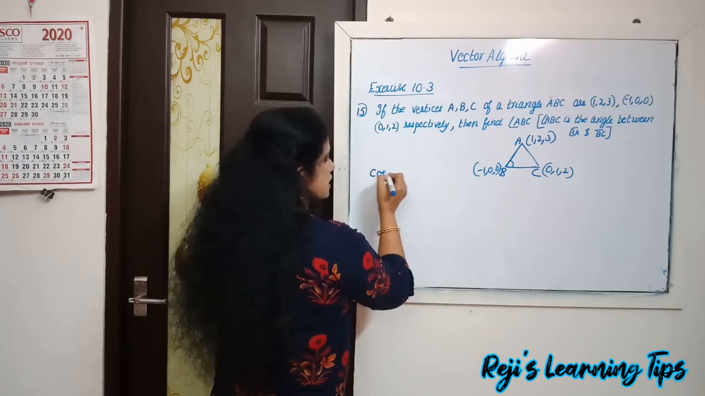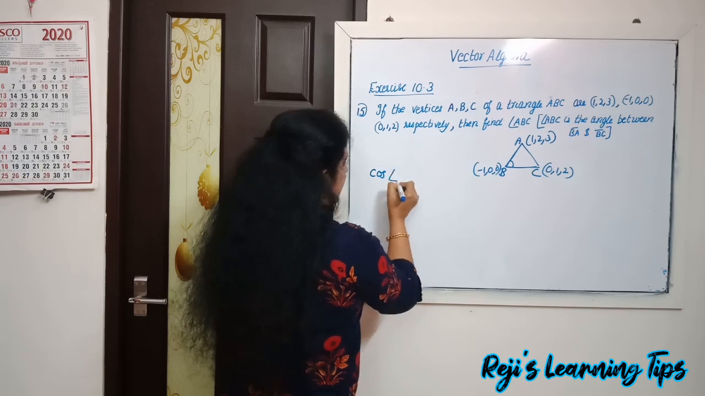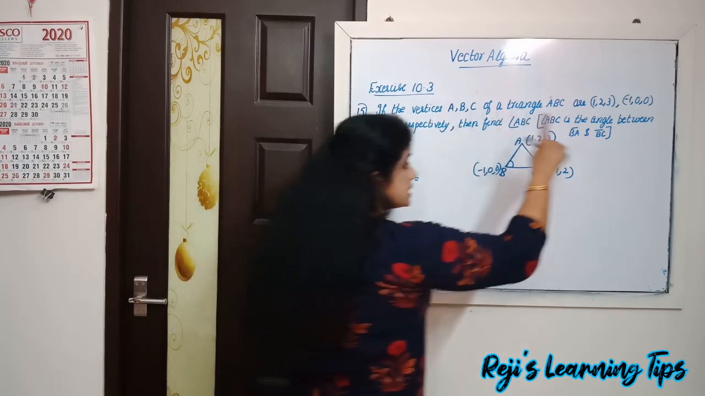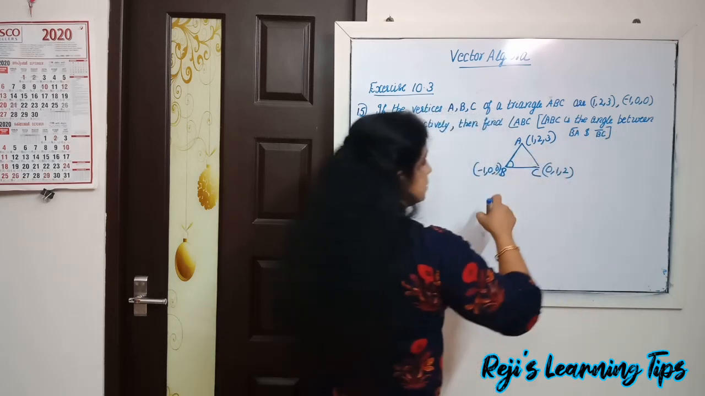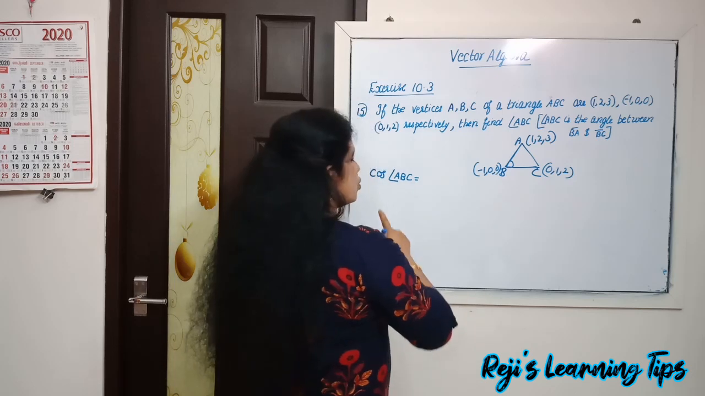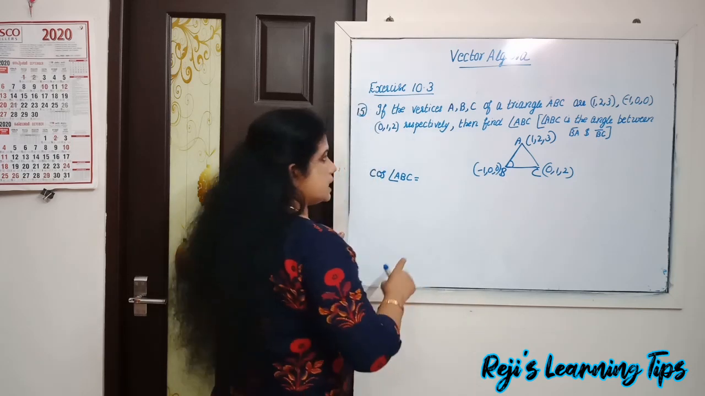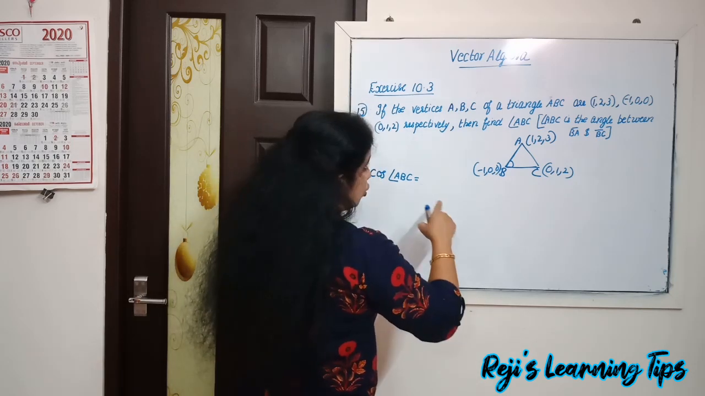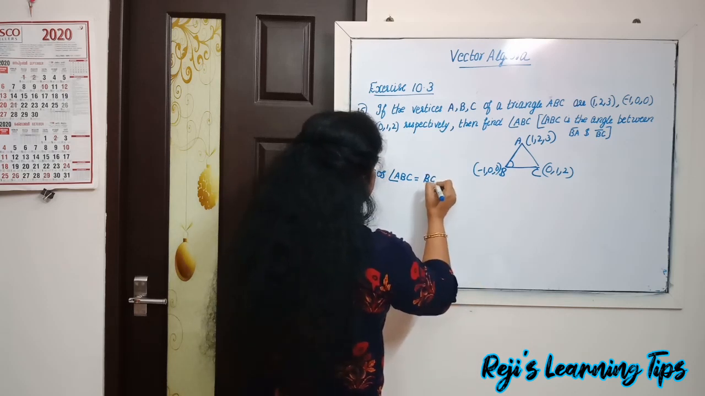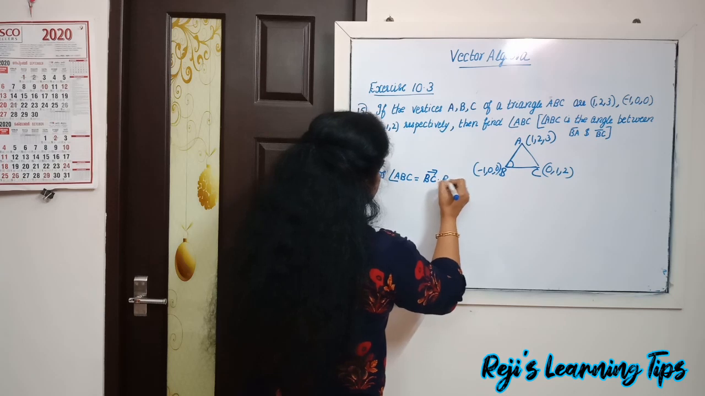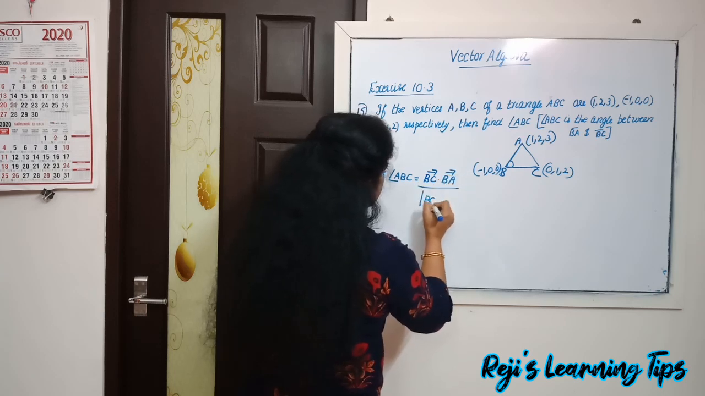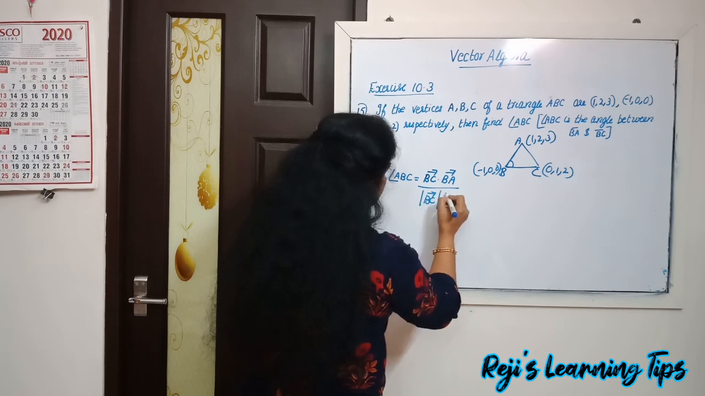Cos theta, where theta is angle ABC, is equal to... ABC is the angle between BA and BC. This is BA and this is BC. So, cos of angle ABC is equal to BC dot BA divided by modulus of BC into modulus of BA.